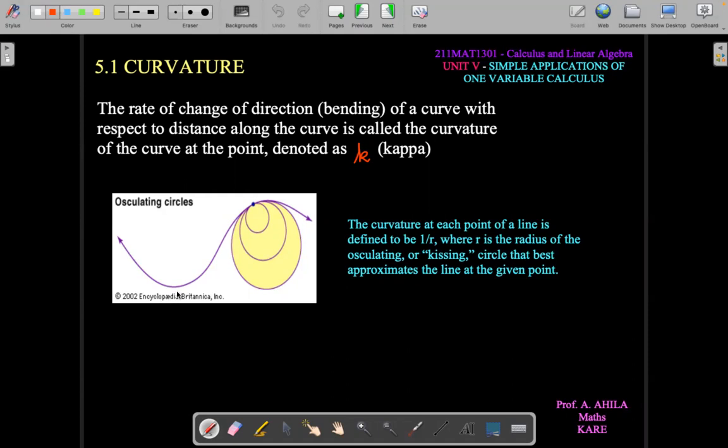So remember the rate of change of bending, that is the curvature. If you see a curve like this, at every point we can draw a circle, and the radius of that circle is the radius of curvature, and the circle is called the circle of curvature. At that point we can find the curvature of the curve, that is the rate of change of direction. The curvature at each point of a line is defined to be 1 by r, where r is the radius of the osculating or kissing, that is a touching, circle that best approximates the line at the given point.